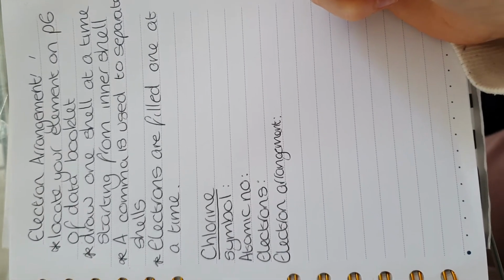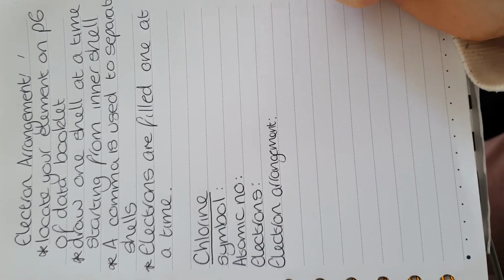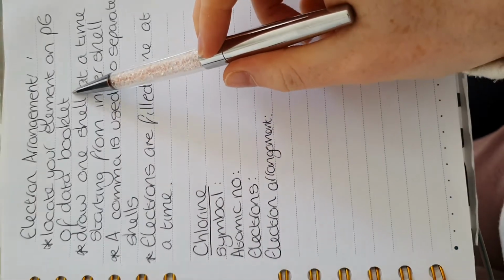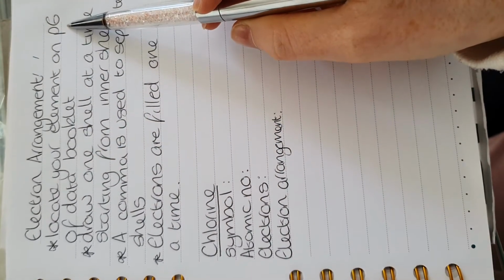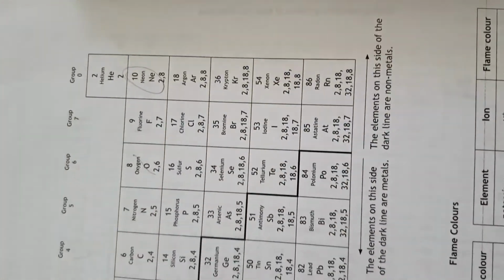This video is going to show you how to draw electron arrangement. So I've put a couple of points up here. First of all, you need to locate your element on page 6 of the data book, which looks like that.